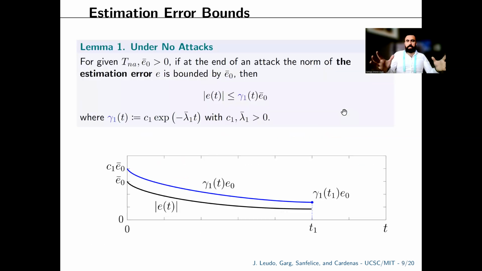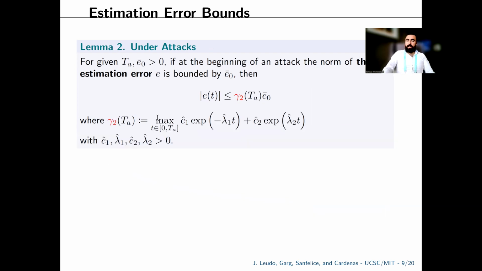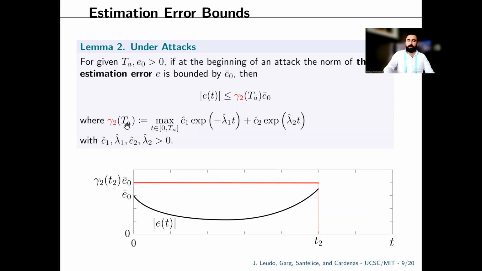Our first result says that under intervals of no attacks, if the initial error is bounded by E bar 0, then given that our system is observable, we expect the error to decrease exponentially. So we can bound its norm by a function gamma 1 that is exponentially decaying. In the case of attacks, we will have a bound gamma 2 on the error if the initial error is bounded again by E bar 0. But in this case, we expect the error to have some components that decrease based on the observable modes, while based on the unobservable modes, it might increase. So our bound is the worst-case value during that interval, which is finite.